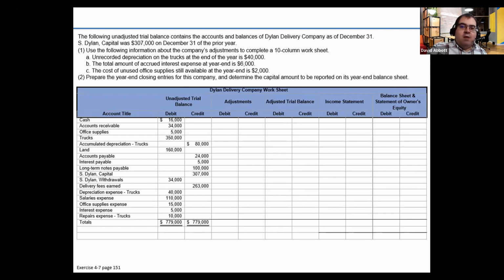So unrecorded depreciation on the trucks at the end of the year was $40,000. The total amount of accrued interest expense at year end was $6,000. The cost of unused office supplies still available at the end of the year was $2,000. And then prepare the year-end closing entries for this company and determine the capital amount to be reported on its year-end balance sheet.